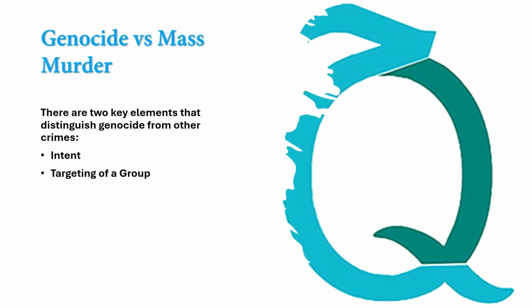There are two key elements that distinguish genocide from just the act of mass murder. The first is intent. Genocide requires a specific intent to destroy a group, not just random violence. The victims of genocide are intentionally chosen by the perpetrators. And the second is targeting of a group. The victims must be identified as part of a specific national, ethnical, racial, or religious group. Genocide can't just be the killing of various and random groups of people.